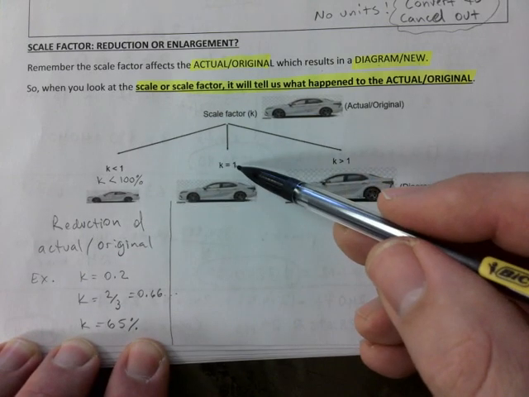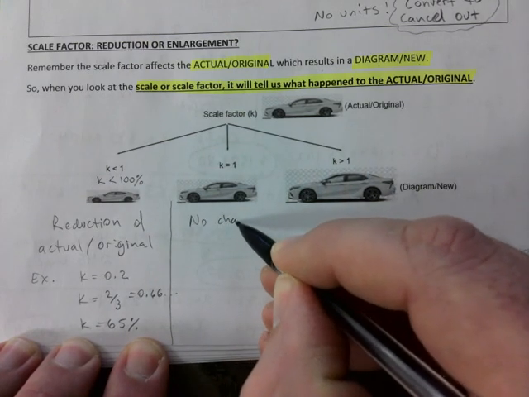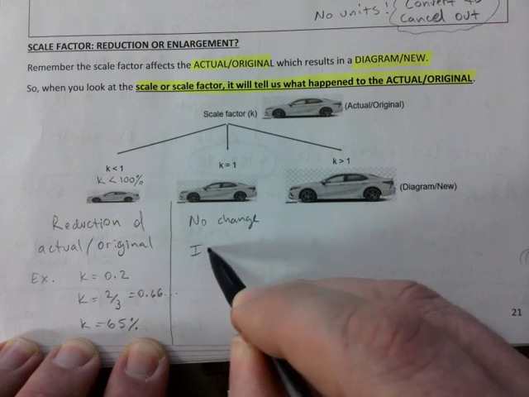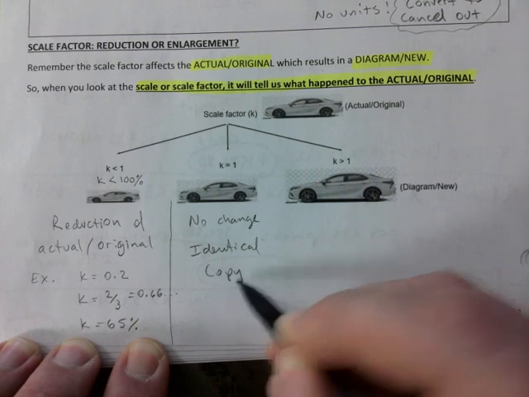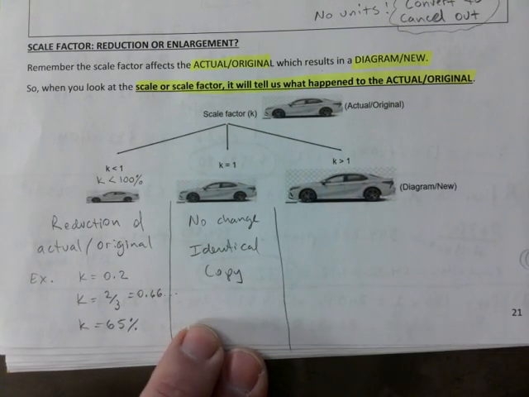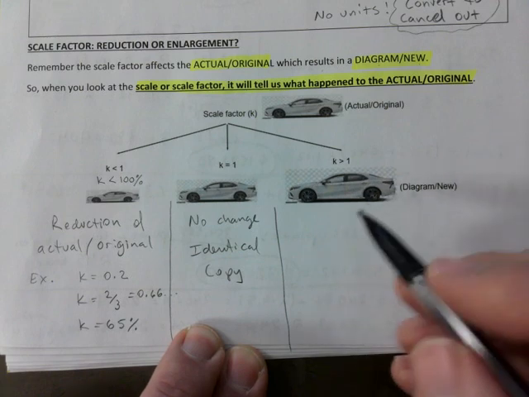If k is equal to 1, there is no change. It's an identical copy. If k is greater than 1, then you have an enlargement.